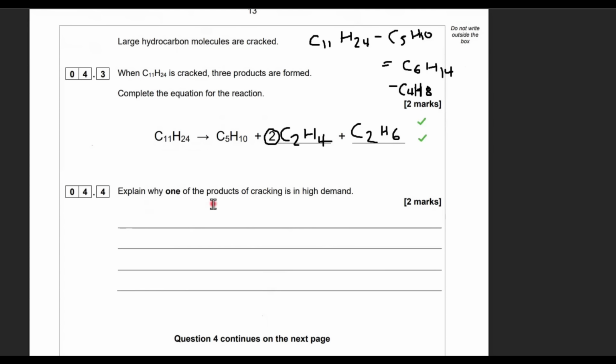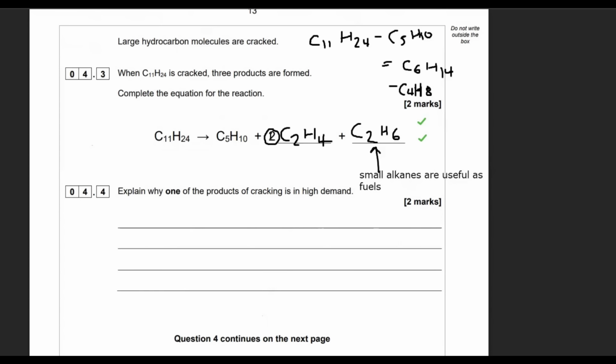Explain why one of the products of cracking is in high demand. You can pick either one really. You've got ethane, and small alkanes are really useful as fuels. Small alkanes burn easily. They're in things like the Bunsen burners you use at school, which contain a mixture of small alkanes.